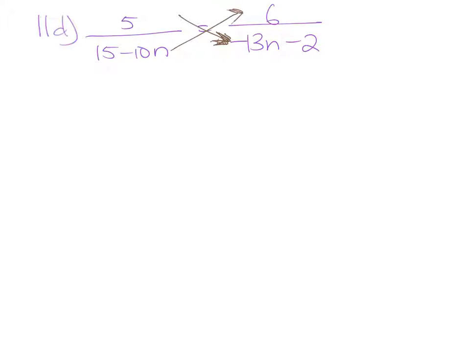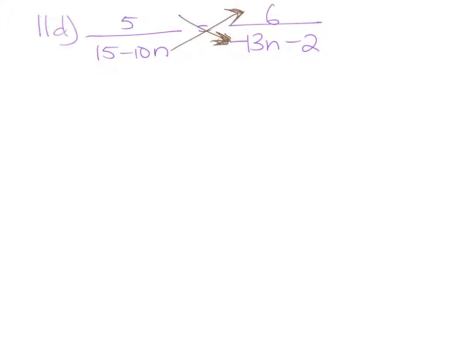11d. 5 over 15 minus 10n is equal to 6 over minus 13n minus 2. So we have two fractions with an equal sign in between. So we know when we have two fractions with an equal sign in between, we cross multiply. So this numerator will multiply by this denominator, and this denominator will multiply by this numerator.